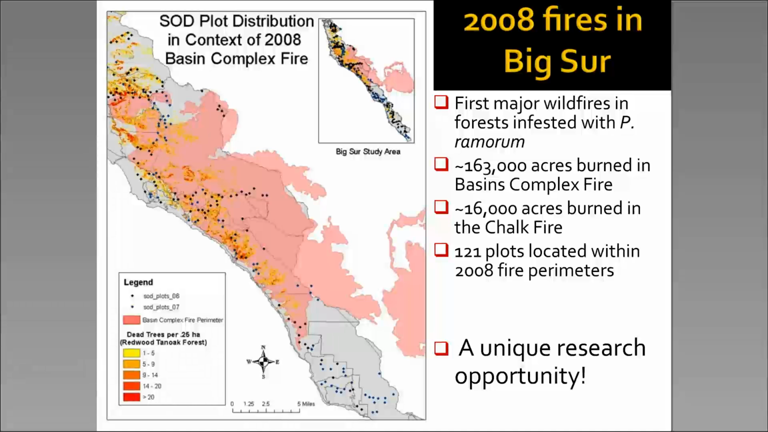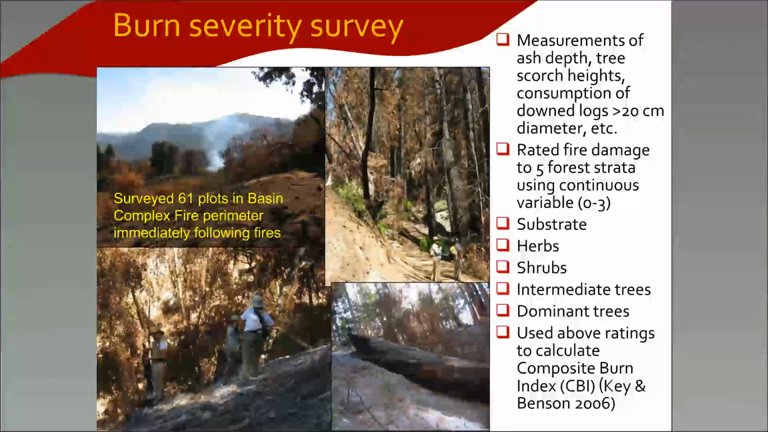Seizing on this research opportunity, the Rizzo Lab, pretty much right after the fires were contained, starting in September of 2008, sent a lot of people down there and we were taking burn severity surveys in the plot network. In some cases, as you can see from that photo in the upper left-hand corner, we were going into areas where fires were still smoldering. In the months of September and October, before the rain started, we were able to survey 61 plots that were burned in the Basin fire.